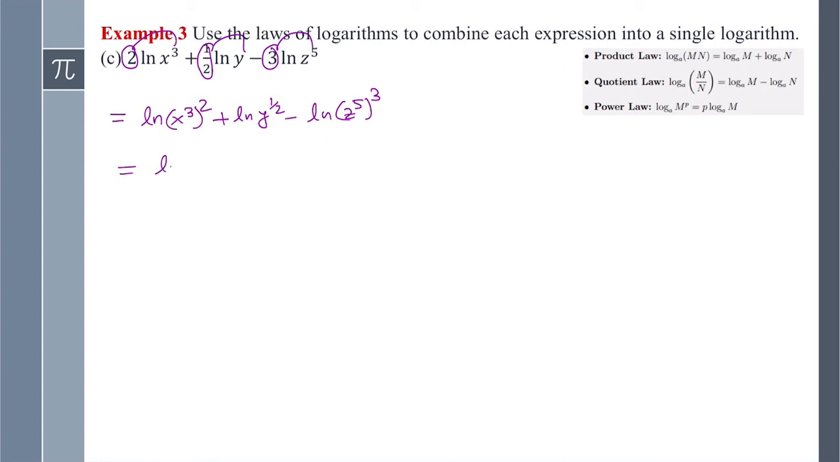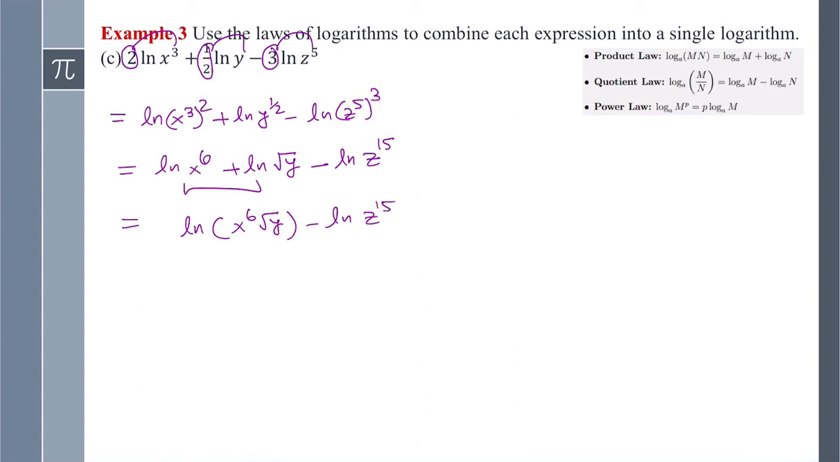Now this becomes natural log of x to the 6th plus natural log of square root of y minus natural log of z to the 15th. Now let's combine these two first. So that becomes natural log of x to the 6th times square root of y minus natural log of z to the 15th. Now using the quotient law, we can write this as natural log of x to the 6th square root of y divided by z to the 15th. And then we got the single log.